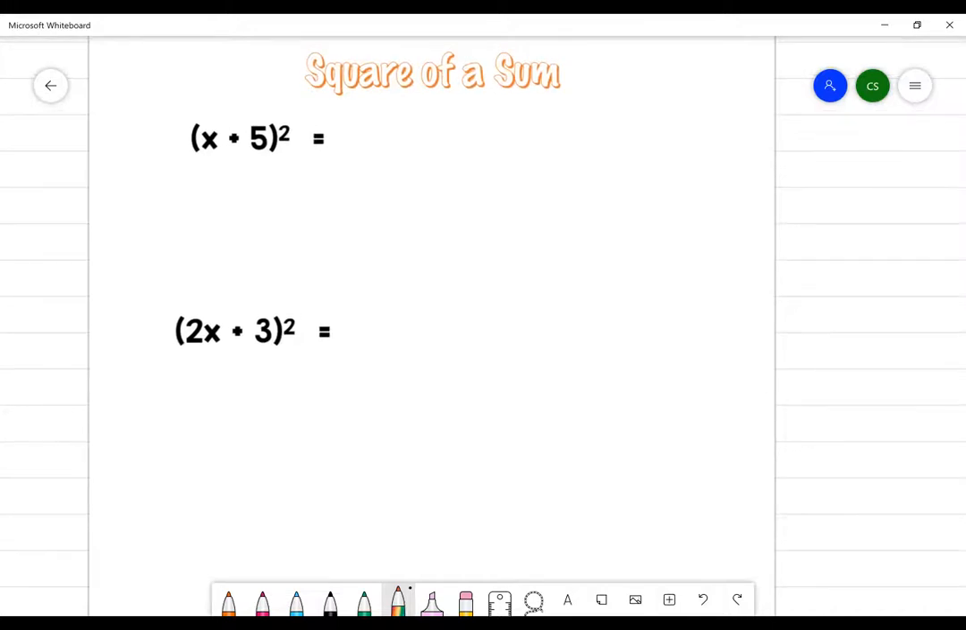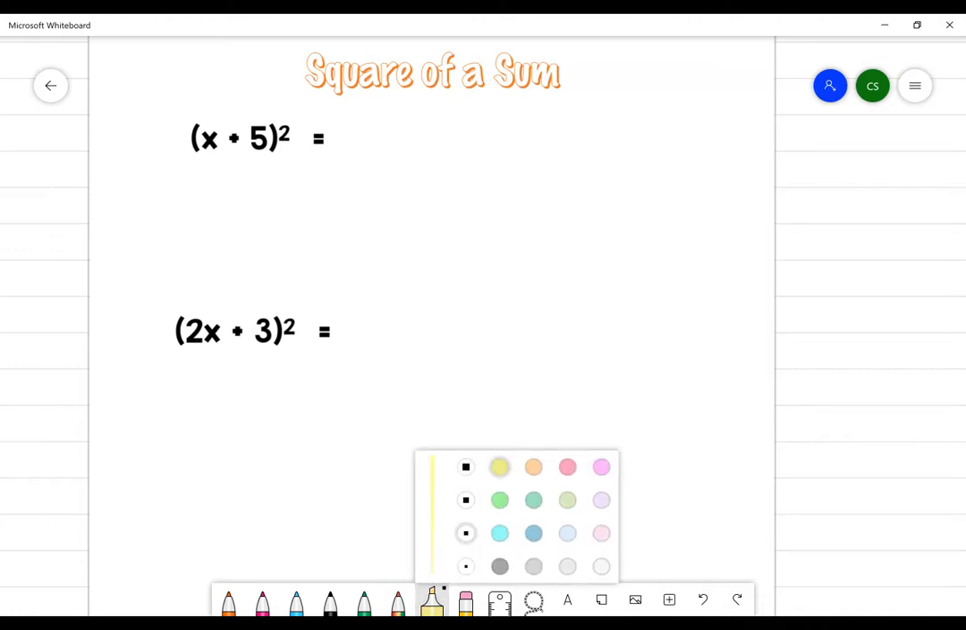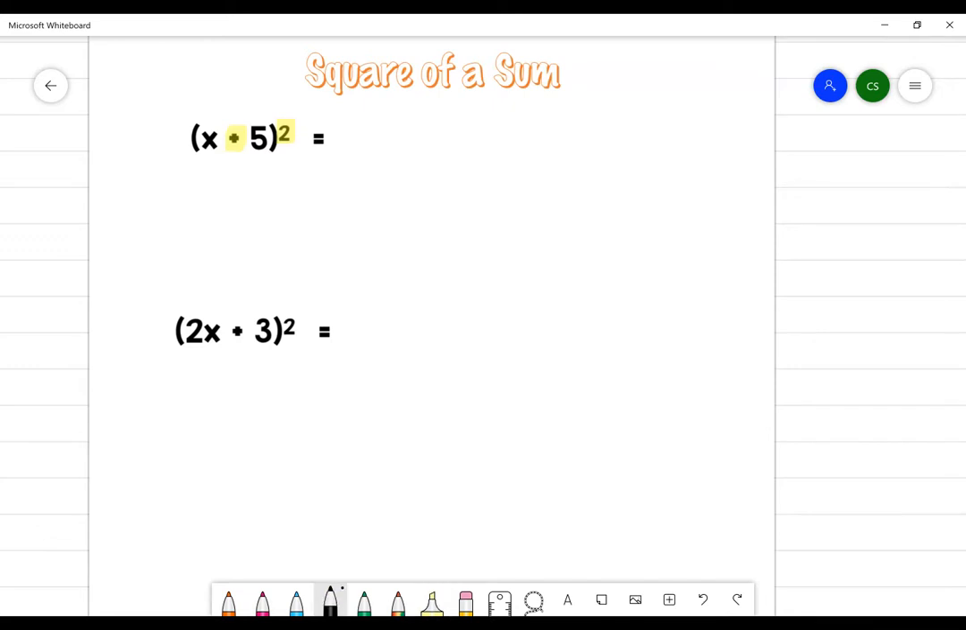All right, guys, we are still multiplying binomials, just looking at some special cases. So, square of a sum. This plus sign in the middle tells me that it's a sum. That means I'm adding something. This square means that I'm multiplying this same binomial 2 times. So I should expand it.